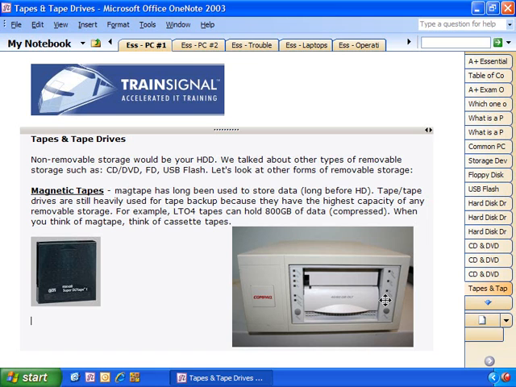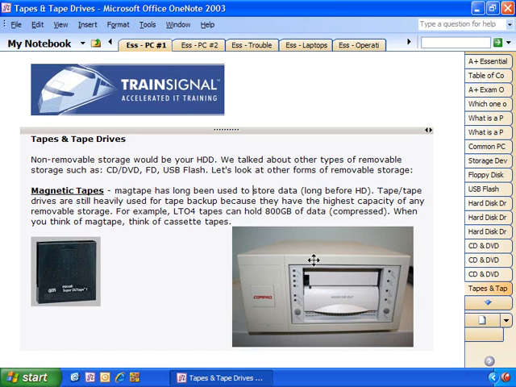So on the right here, this is a tape drive. This is actually an external tape drive. It has a SCSI connector on the back. We'll be talking about SCSI a little bit more in a minute. But it interfaces with a computer with a SCSI connector, and here on the front, that's where you insert your tape. The two most common standards today for magnetic tapes are DLT and LTO.